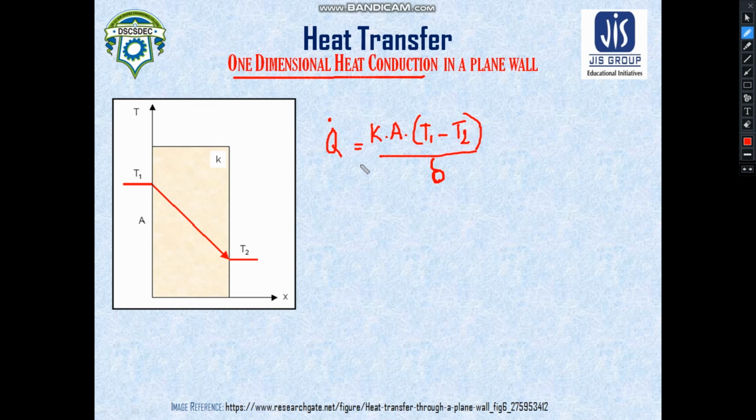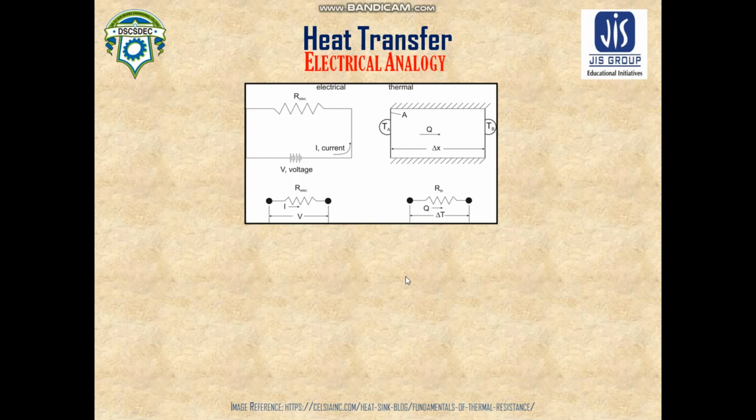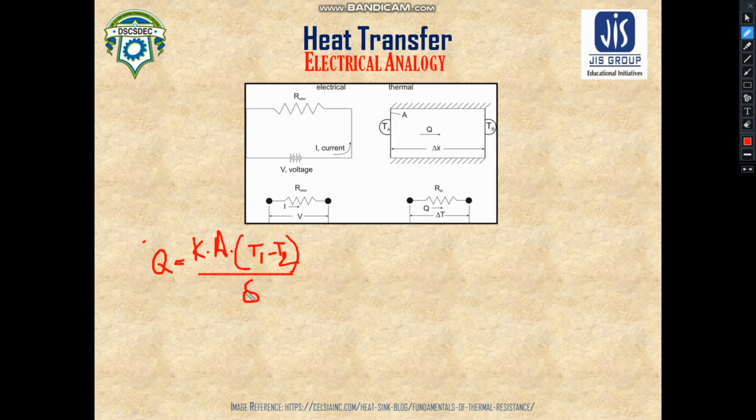by this way. Now let us see how this formula can be analogous to the electric energy transfer. So let us see that. So here comes your analogy. So this heat transfer rate is equal to Ka (T1 minus T2) divided by delta. Okay, now this can be written in this format. So T1 minus T2 divided by delta.